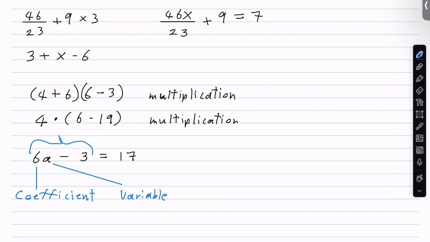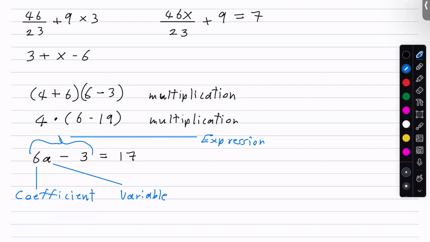6a minus 3 on its own would be an expression. And overall, 6a minus 3 equals 17 is called an equation.